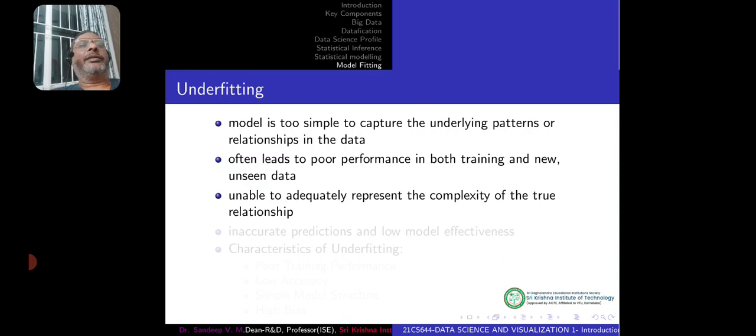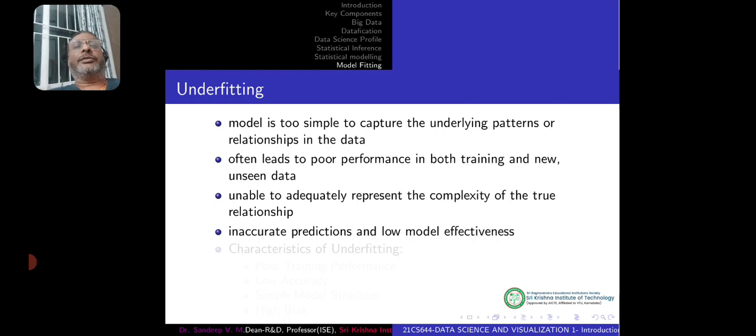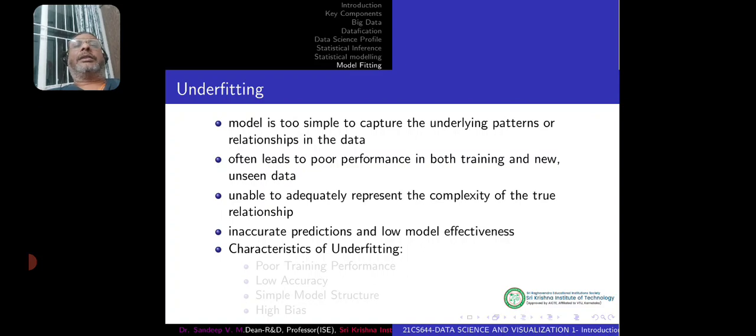That's what we were talking about. Because it's very simple, it's not possible to represent the overall complexity of the situation, and predictions are always inaccurate, and the effectiveness of the model is very low. The characteristics of underfitting: if the model is underfit, then we can understand it through these characteristics.